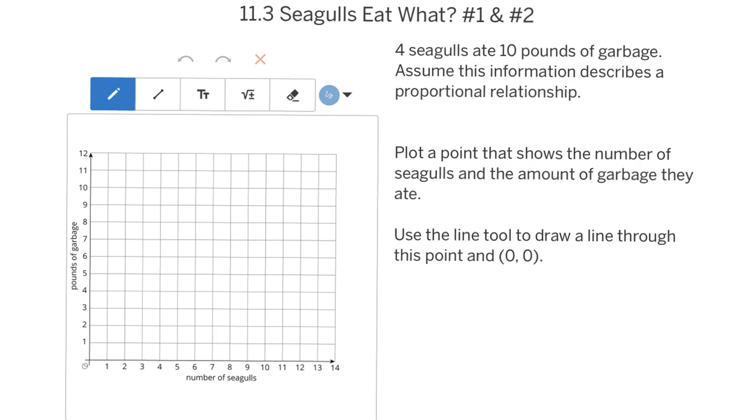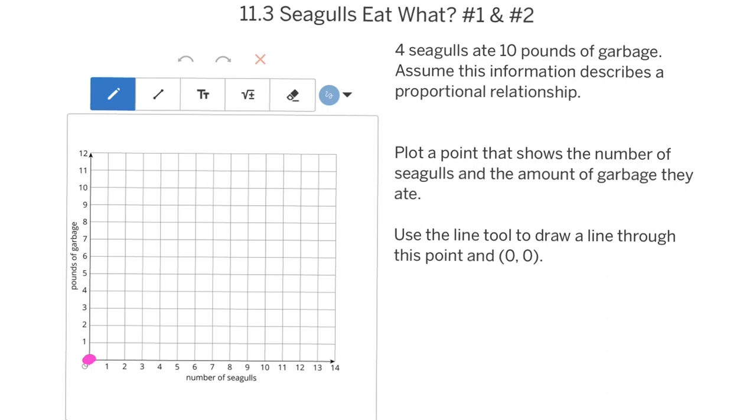What seagulls eat? This is disgusting, but we're going to set up this proportion that 4 seagulls ate 10 pounds of garbage. Assume this information describes a proportional relationship. Let's plot a point that shows the number of seagulls and the amount of garbage they ate. Okay, now, if we had 0 seagulls, think about how much garbage they would eat. If there's 0 seagulls, that means they are eating 0 pounds of garbage. That's a really weird situation, but it's what we're at now.